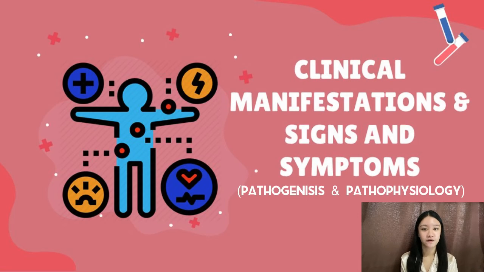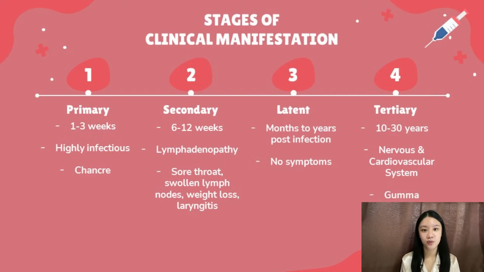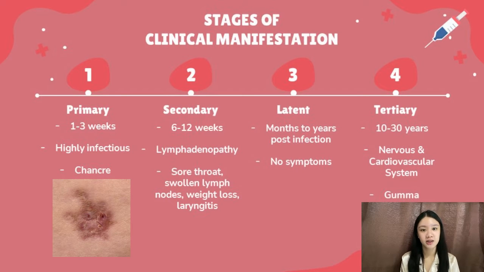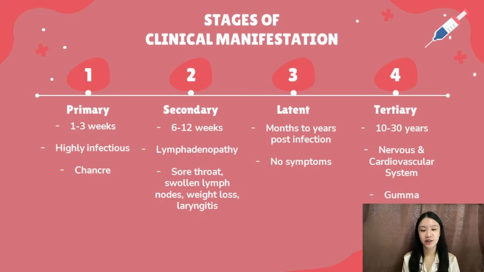Let us move on to the pathogenesis and the pathophysiology. The primary stage is the first stage, which occurs 1 to 3 weeks after the infection. And this is the stage where the disease is highly infectious. And the most common sign and symptom of this stage is the canker or ulcer that develops at the site of inoculation. It is simply the mark where the bacteria enter the body, and it usually heals spontaneously after 2 to 8 weeks.